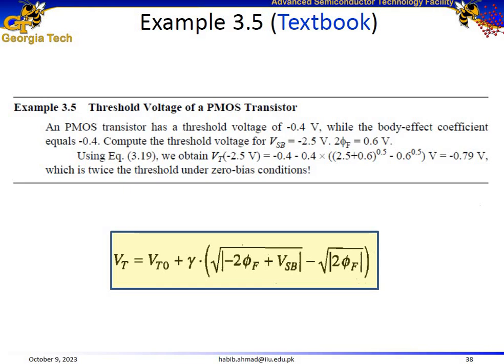So that concludes the lecture for today, and next time we will talk about the IV characteristics of MOSFETs, and also we will talk about the capacitances associated with MOSFETs.